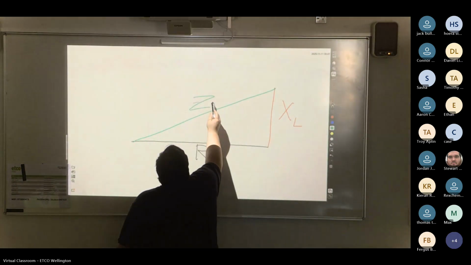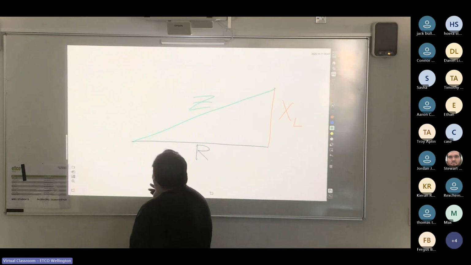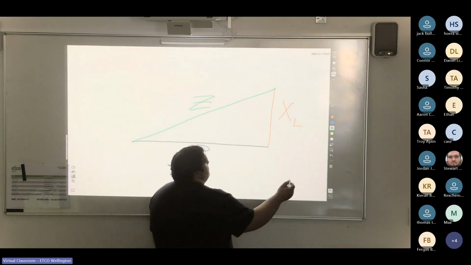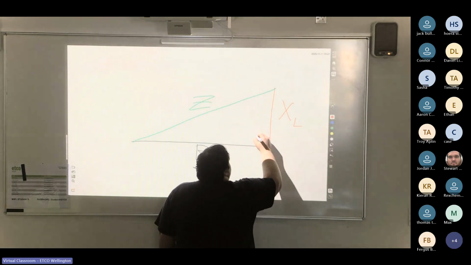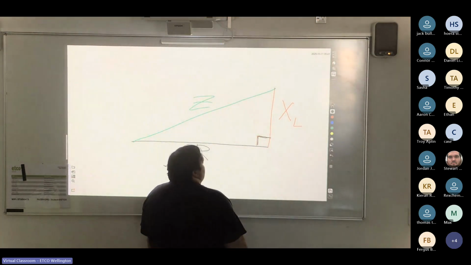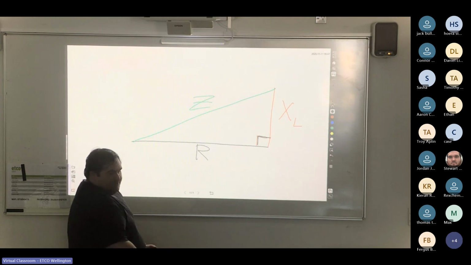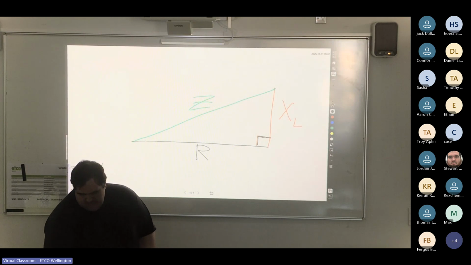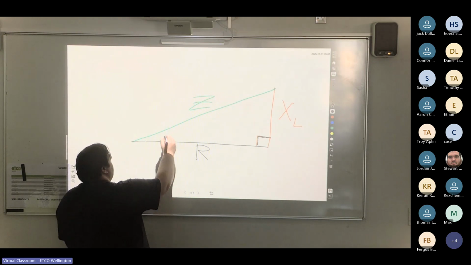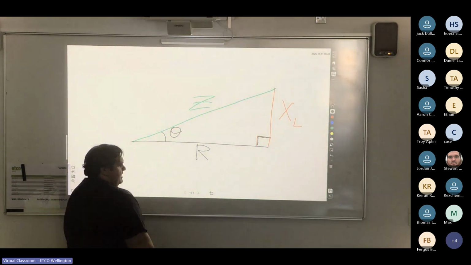Yep, that's better. So yeah, now we have our resistance, our impedance, and our reactance. So this is the relationship. So we're always going to have a 90 degrees here. That's always going to be 90 degrees. But once we start talking about impedance, we then start talking about our phase angle. So we will look at this a little bit more in detail later, but this here is our phase angle.